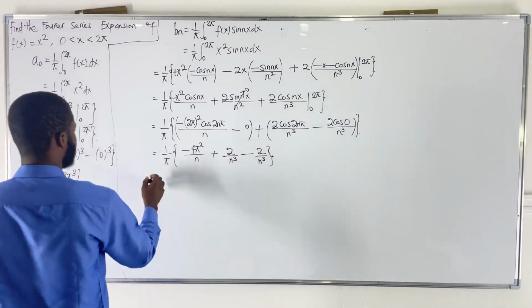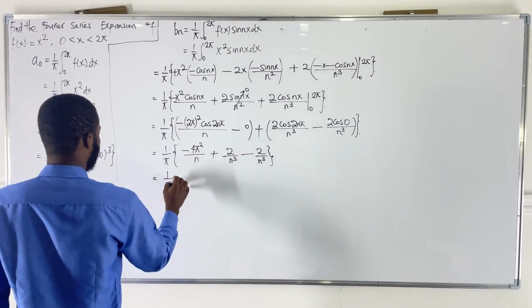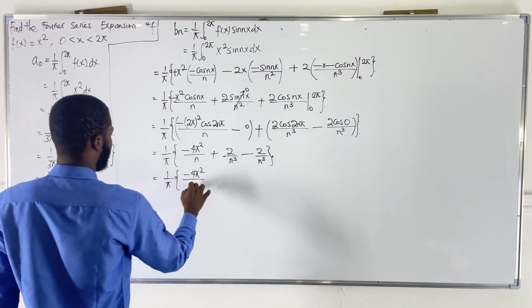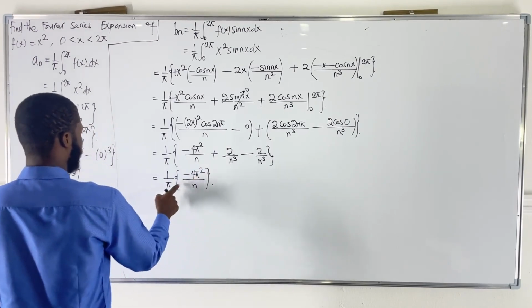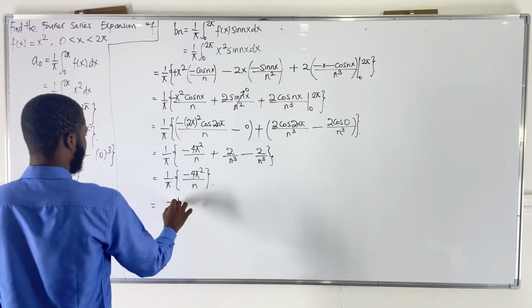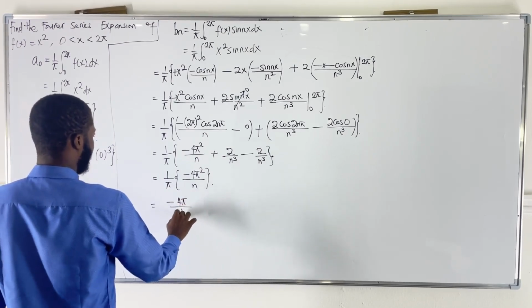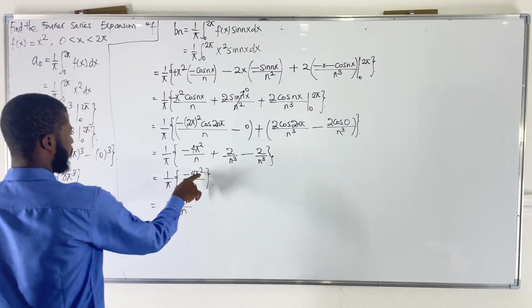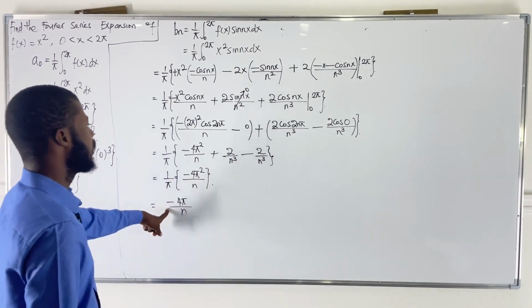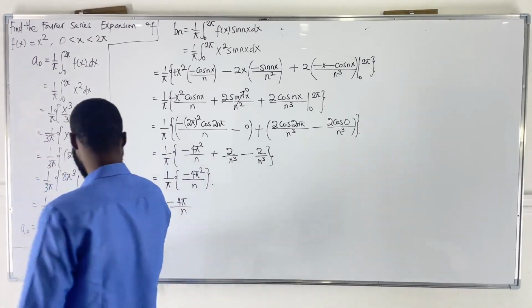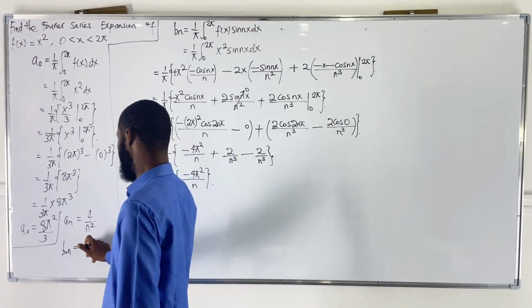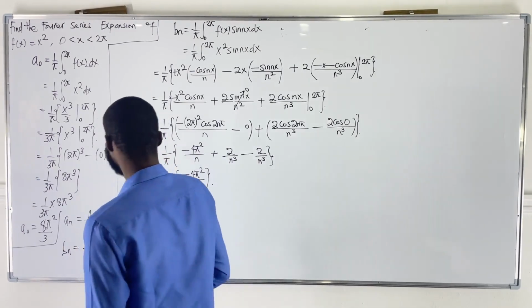So this was left. So this is 1 over pi. Then we have minus 4 pi squared over n. Now, this is pi squared, this is pi. They can cancel out. So this is minus 4 pi over n, because this pi squared over pi is pi. So this becomes the value for b sub n. So let me write it here. b sub n is minus 4 pi divided by n.